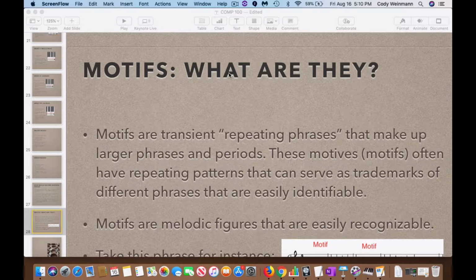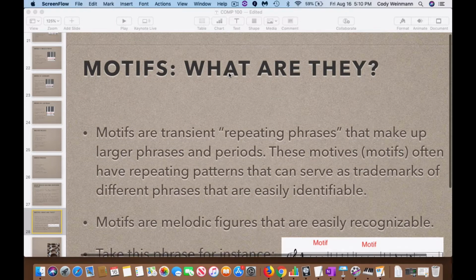So motifs, what are they? Motifs are transient, repeating little phrases or little bits of music that make up larger phrases and periods. Motives or motifs often have repeating patterns that can serve as trademarks of different phrases or different situations in an episode of music. And these are easily identifiable. Okay?